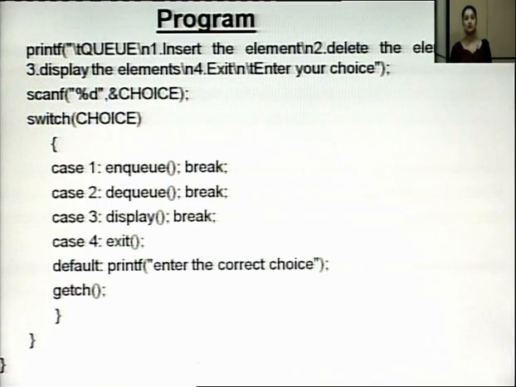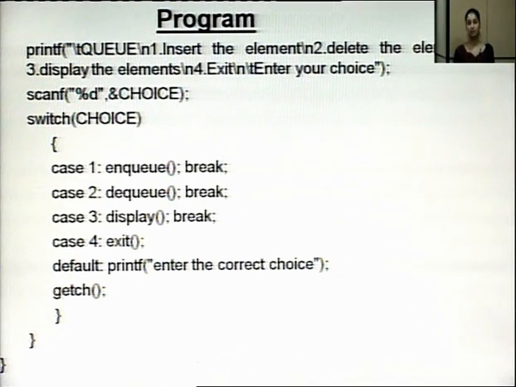Now the message on the screen is printf, with a tab I print Queue. On the next line I print the first option for insertion into the queue, second for deletion of an element, third for displaying the elements in the queue, and fourth to exit. The last one is enter your choice. With the scanf operation I enter the choice.